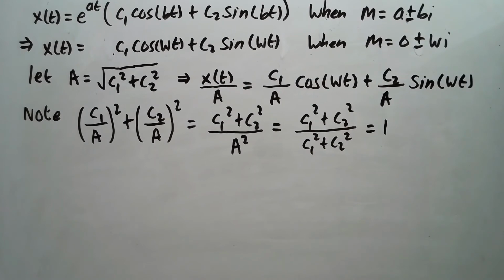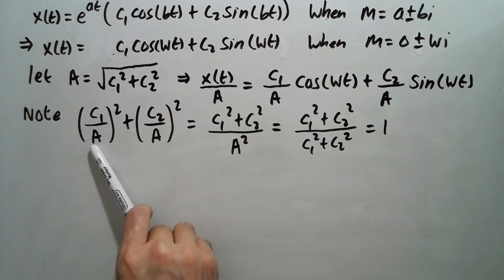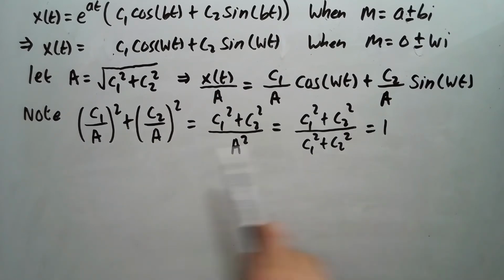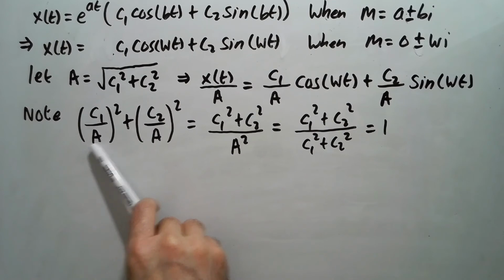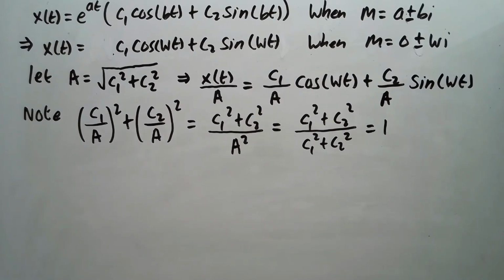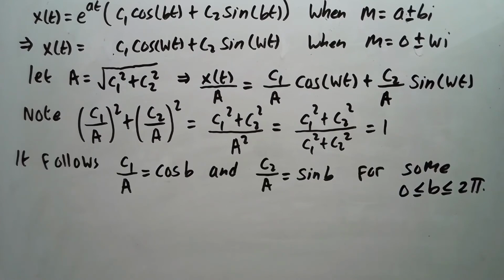Okay, so therefore, these two you can think of as points on a unit circle, because r equals 1 here. So you can think of this one as cosine of some angle and this one as sine of some angle. So let's write that here. It follows then that c1 over A equals cosine of b, and c2 over A equals sine b, for some angle between 0 and 2 pi. Again, because up here we've shown that these two are points on a unit circle, and the points on a unit circle can be described using sines and cosines.